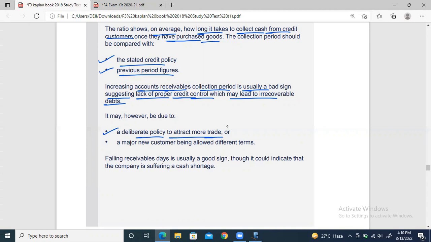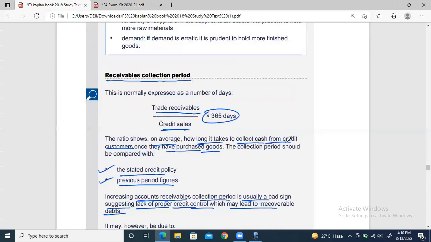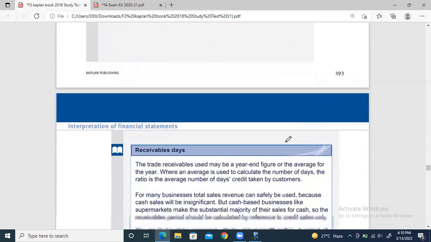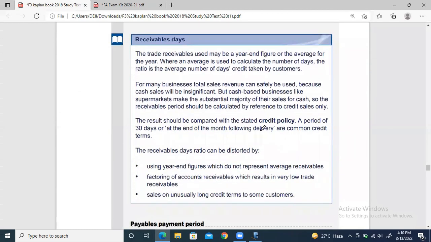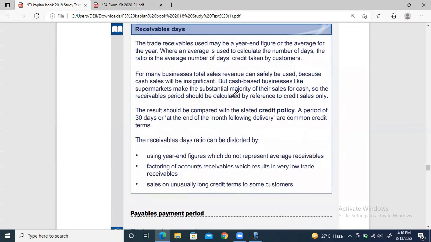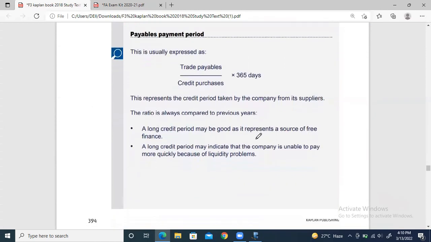They say that other businesses are demanding cash in 15 days, while we demand from our customers in, let's say, 90 days, so customers will be attracted to the 90 days one, right? A major new customer being allowed different terms can also result in that. Falling receivable days is usually a good sign, as I explained, because in this case the company has more access to cash if it's receiving in fewer days. Okay, this was the receivables turnover period, in short called receivable days. And the third one over here is the payables payment period. This is again an efficiency ratio.